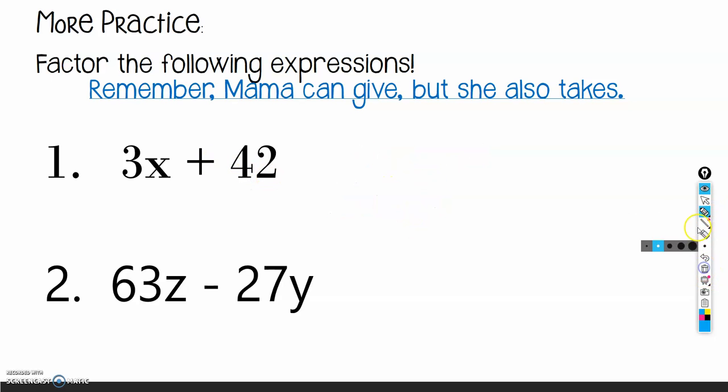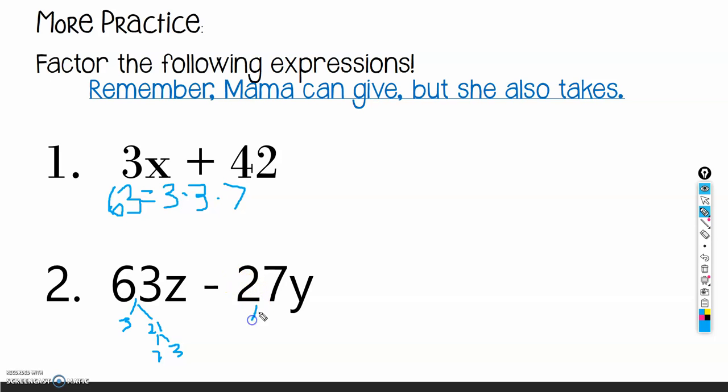So let's try the next one. So I need a greatest common factor for these. This one's going to take me a little bit more work, I think. I might do a factor tree here. So let's start with 63. 3 times 21. And then 7 times 3. And I've got it, so I'm going to write it up here. Well, sorry. 63 equals 3 times 3 times 7.